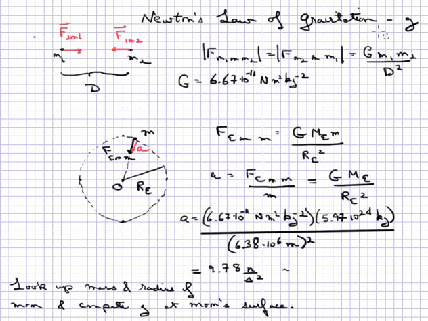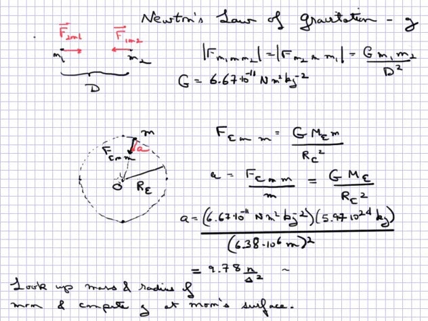And so what we want to do now is consider a person of mass m standing on the surface of the Earth. And that's what this picture shows. So that would mean the person is a radius r sub b distant from the center of the Earth.